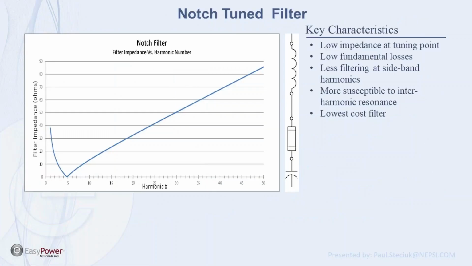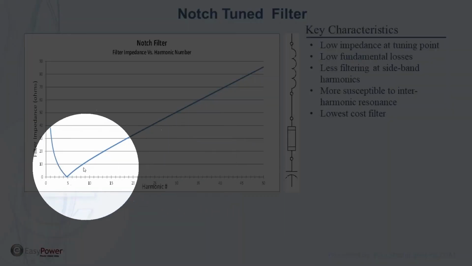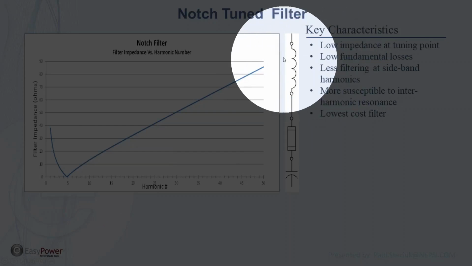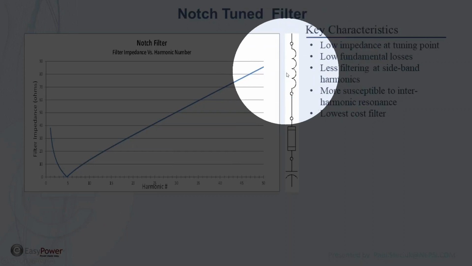filters. So the impedance profile for a notch filter, as I show it here, is a preferred filter. It's got a low impedance point, almost 0 ohms at its tuning point. It drops right to 0. The X over R for an iron core reactor is typically about 100.